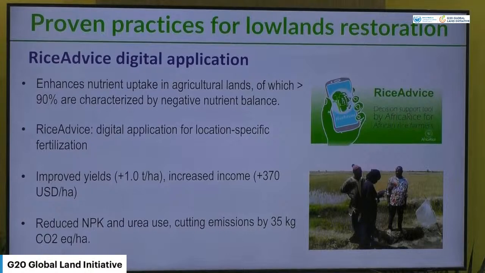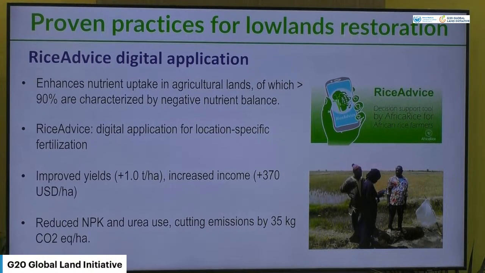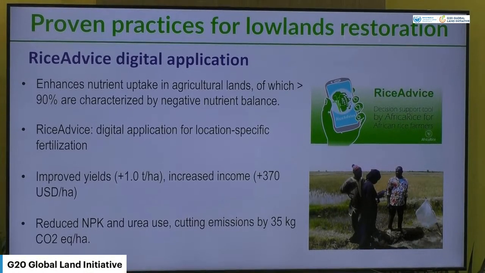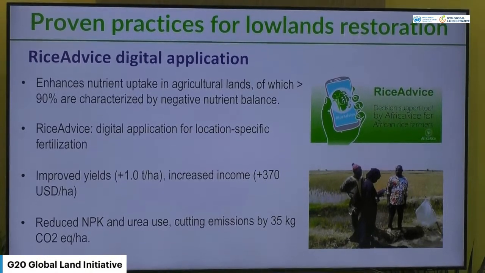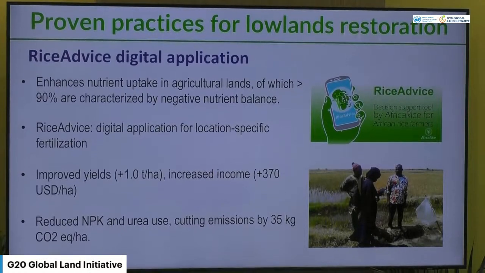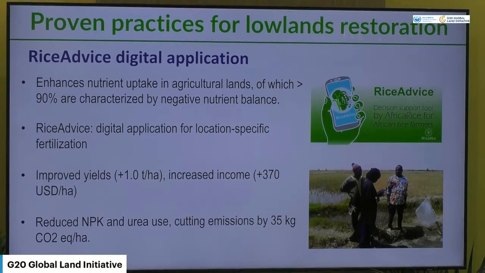It improved yield by more than 1 ton per hectare and the farmer's income by about 370 US dollars per hectare, and is now adopted by more than 200,000 farmers in more than 10 African countries. Something that is very important with the use of RiceAdvice is that it reduces the quantity of fertilizer that the farmers apply while enhancing the yield. It also reduced greenhouse gas emission from rice cultivation by an estimated 35 kilograms CO2 equivalent per hectare.